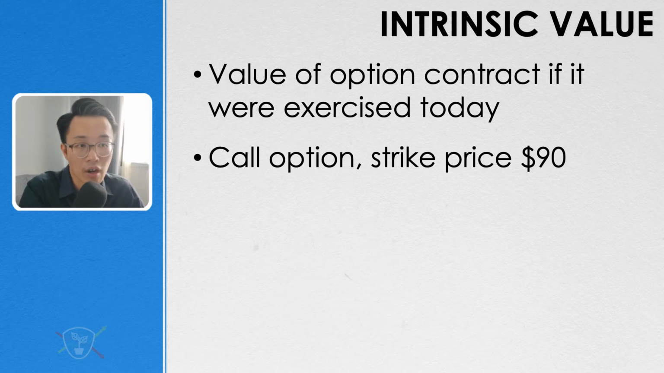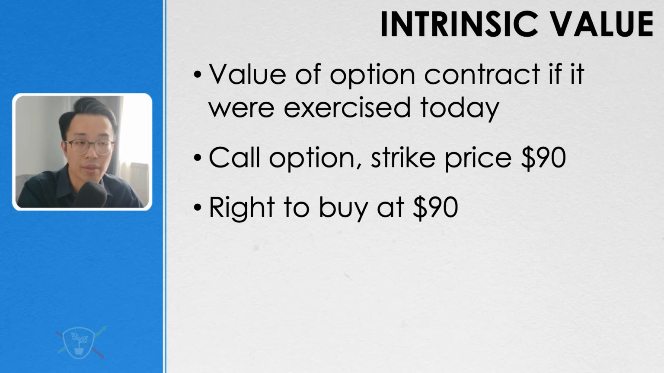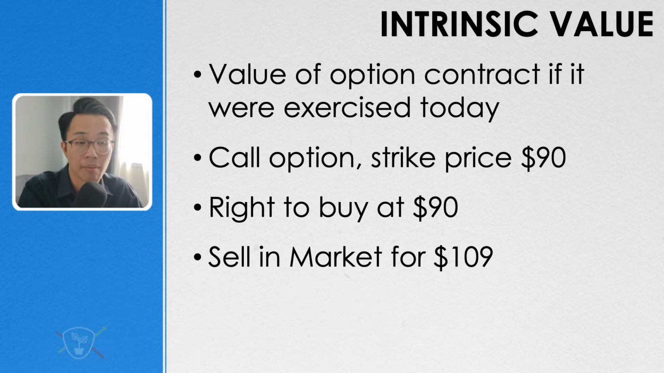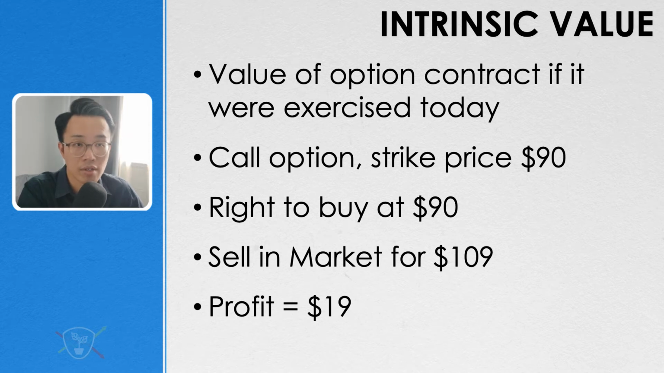Let's look at the call option for the strike price of $90. So AMD today is worth $109. But if I own this call option, I have the right to buy AMD for $90. So I can buy it at $90 and sell it in the market for $109. And that will give me a profit of $19. So this is the intrinsic value of this particular option contract.